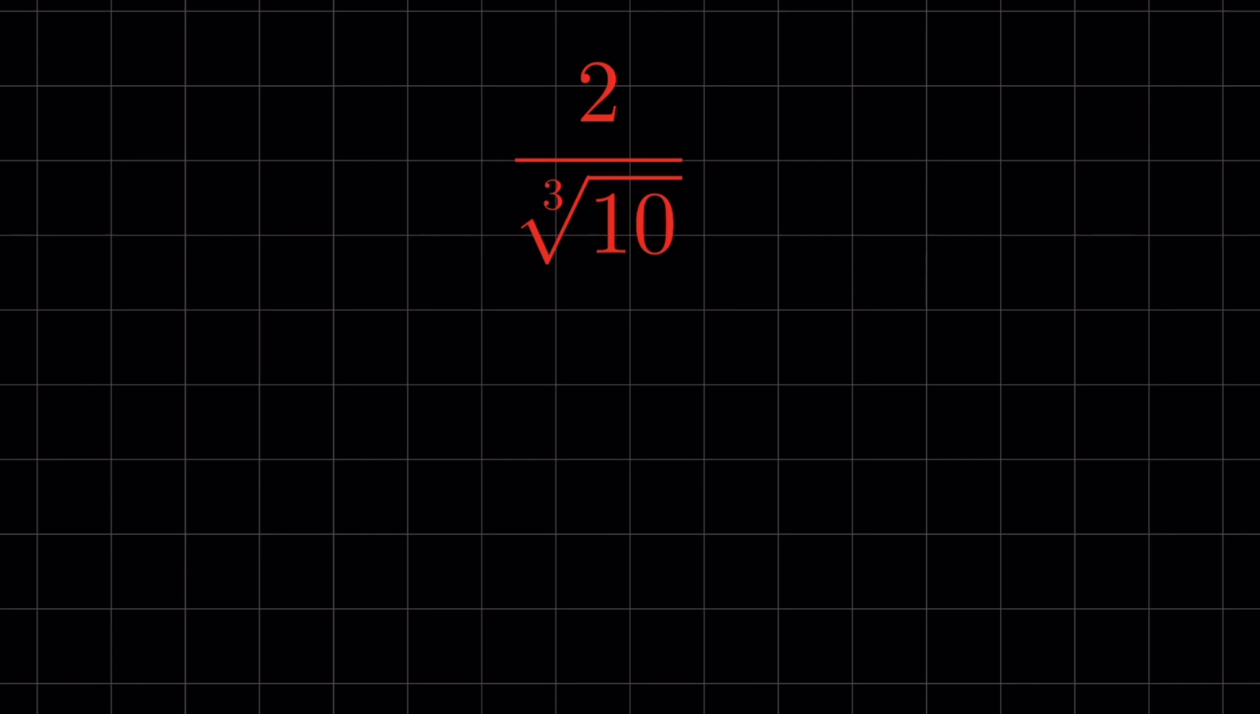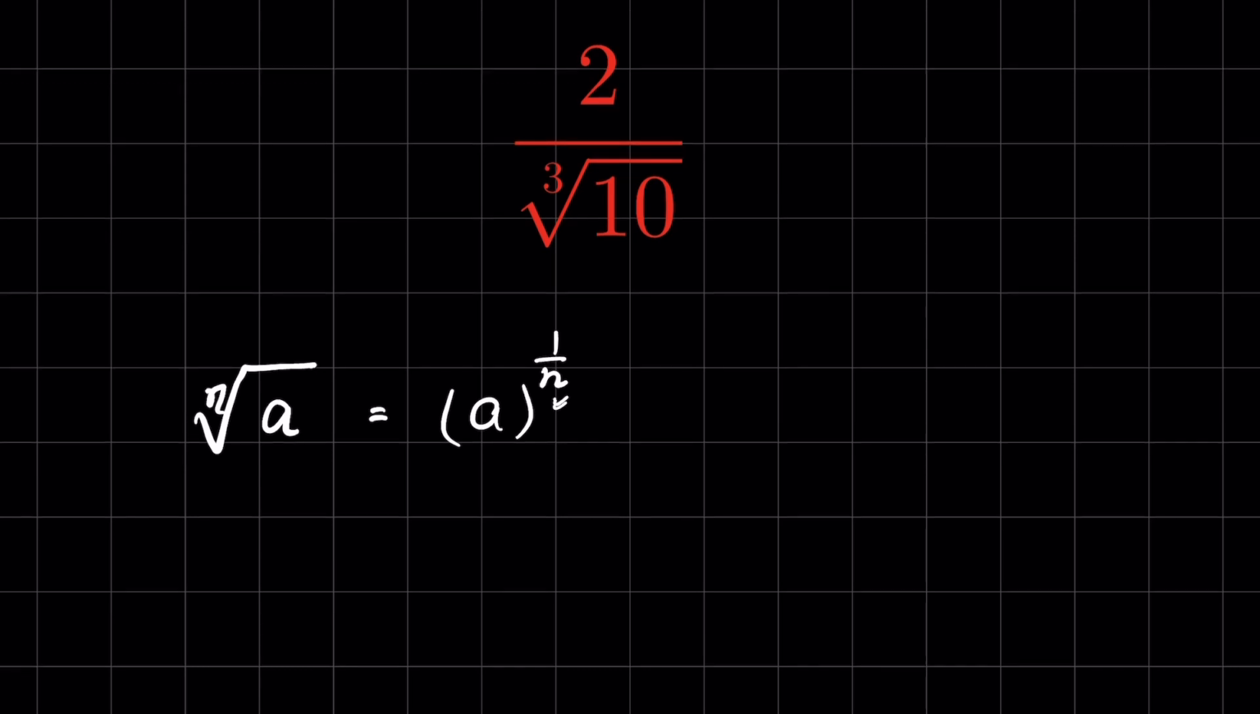2 upon cube root of 10. How to rationalize the denominator? Now, when a is under nth root, this means a is raised to the power of 1 upon n. If we have to remove this exponent, then we need a whole number here. So how much should you add to 1 upon n to make it 1?